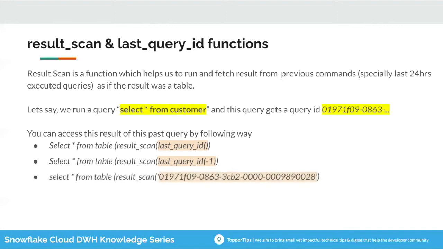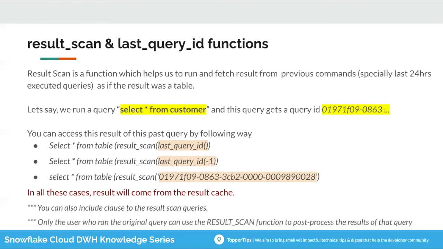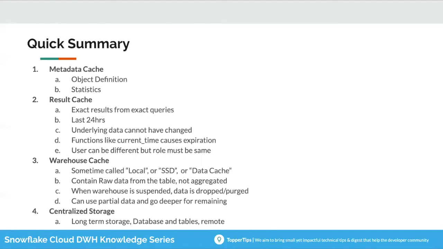Alternatively, you can use exact query ID to fetch the result. In all those cases, the result will come from the result cache. You can also include clauses in the result scan query. Only the user who ran the original query can use the result scan function to post-process the result of that query. Let's go through a quick summary before we complete that.